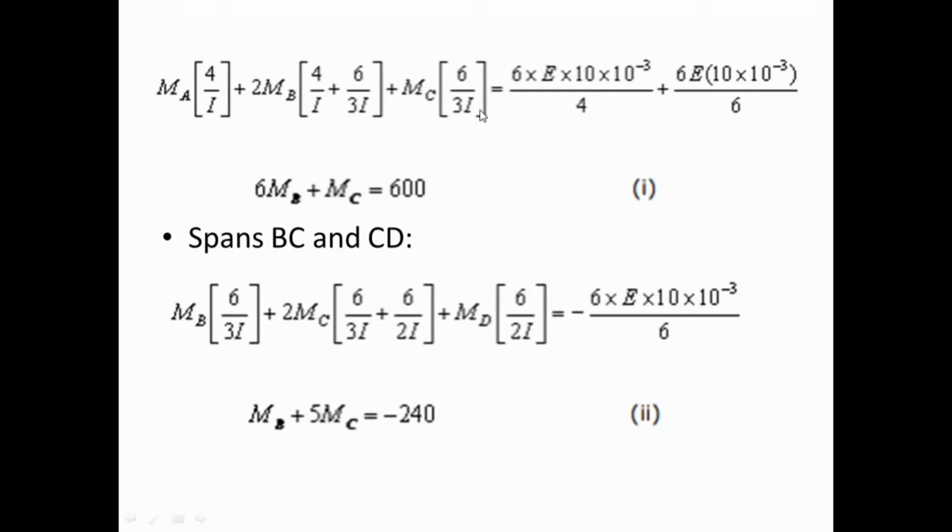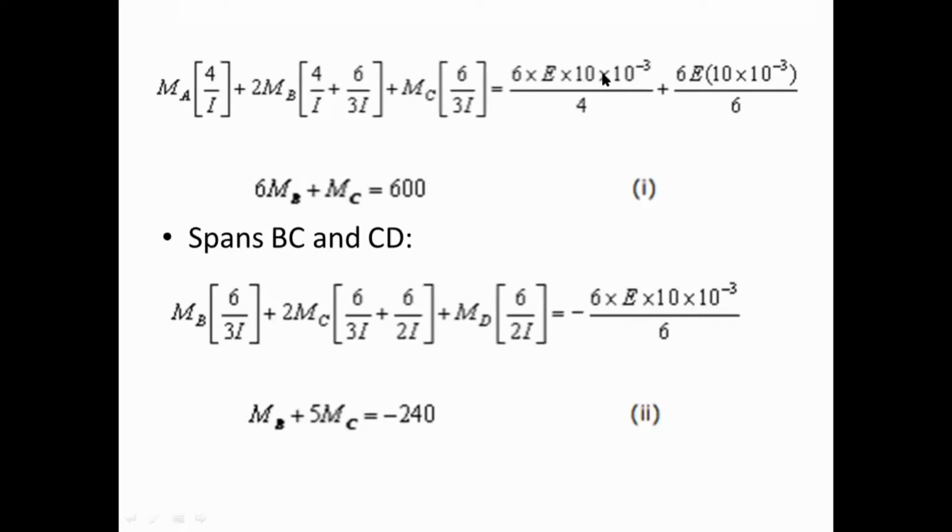So 6 upon 3I is equal to 6 EI delta upon L1. Please remember there is no 6 A1 X1 bar upon L1. Why? Because 6 A1 X1 bar will only come into the picture when there is external loading on the spans. There is no external loading. So what is this part? These are the terms coming because of settlement of supports. The settlement of support delta is already given as 10 mm.